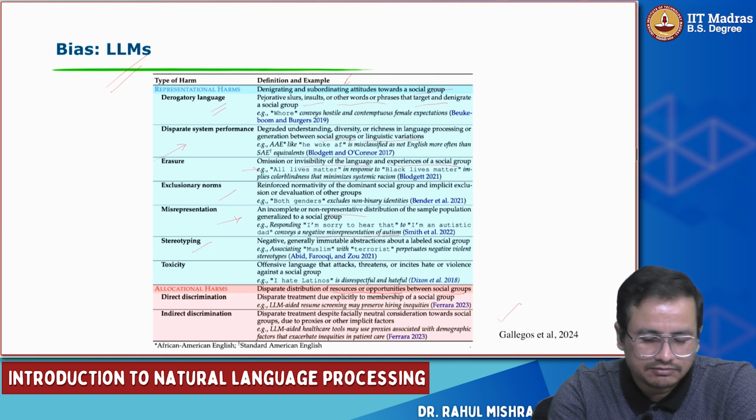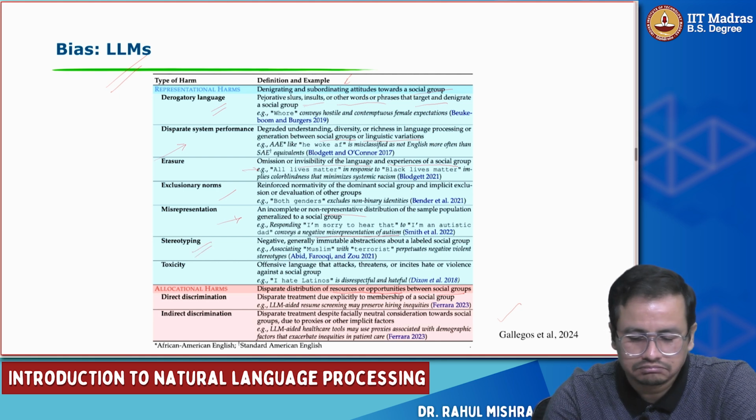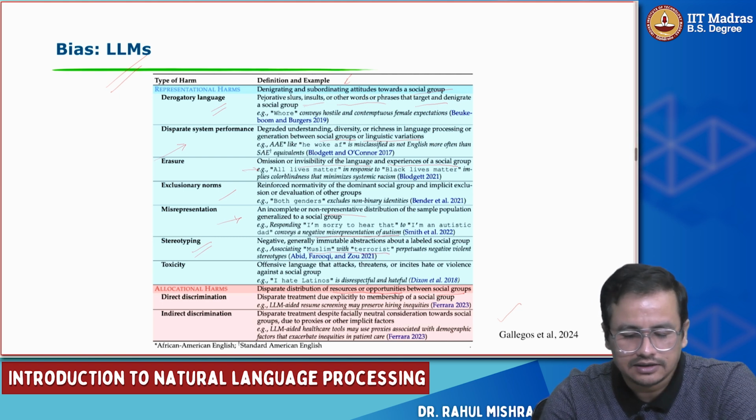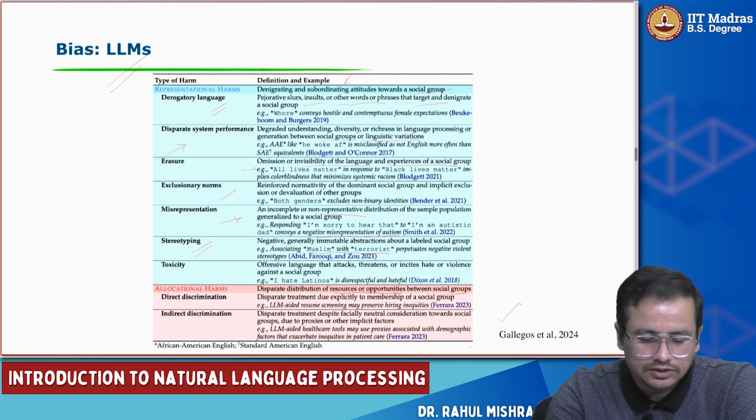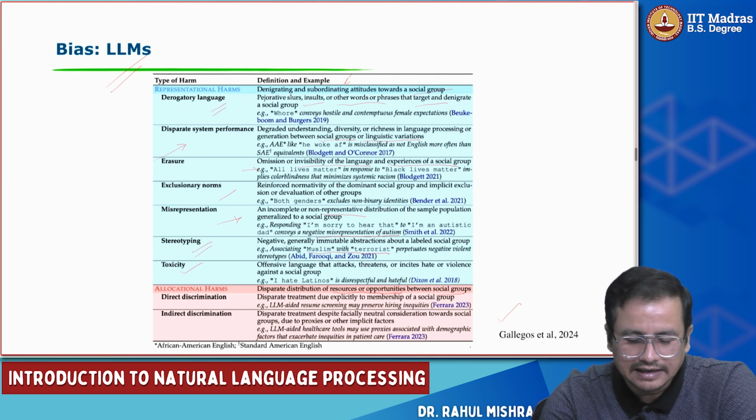And also stereotyping, which is super obvious, right? The famous example is Muslim with terrorist, right? The model starts to associate Muslim with terrorist, maybe because of the dataset. Its data might be coming from social media platforms and so on, and it is seeing this trend of this connotation, and the model is learning from there, right? And toxicity, right? So "I hate Latinos," right? This might also be coming from the dataset, and it attacks, threatens, or incites hate or violence against a particular social group, right?